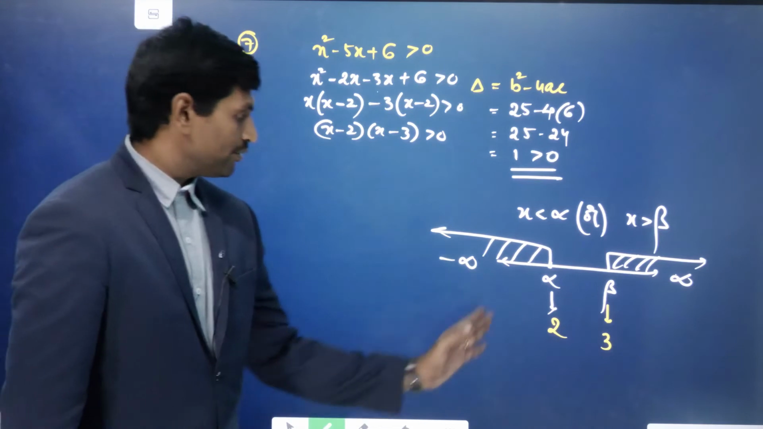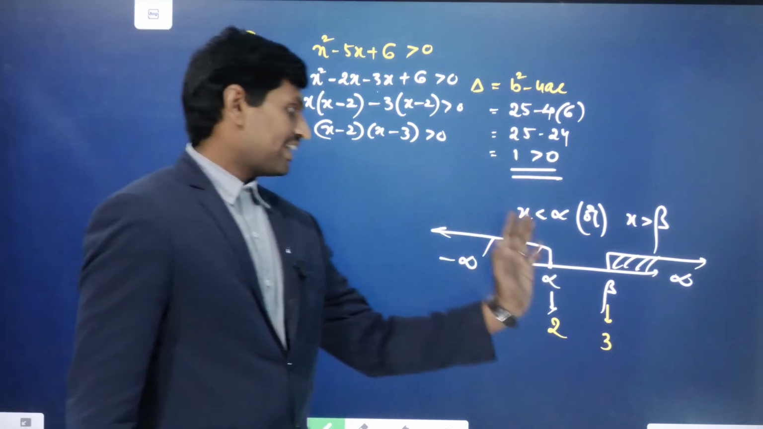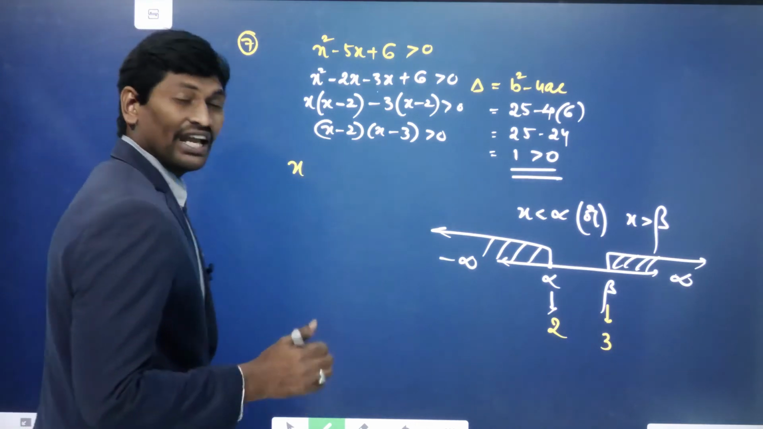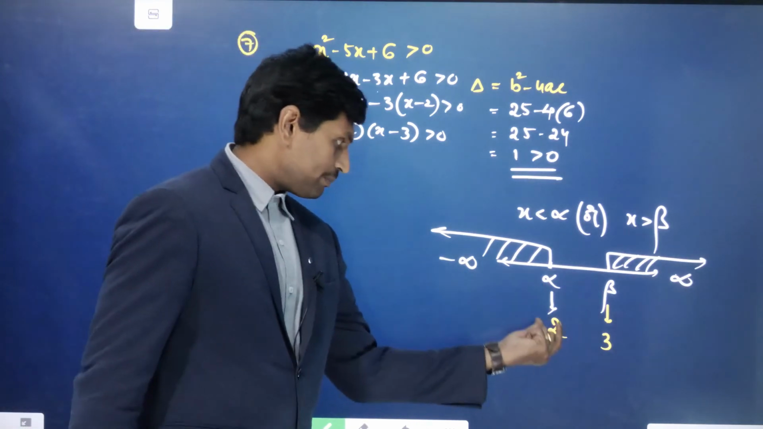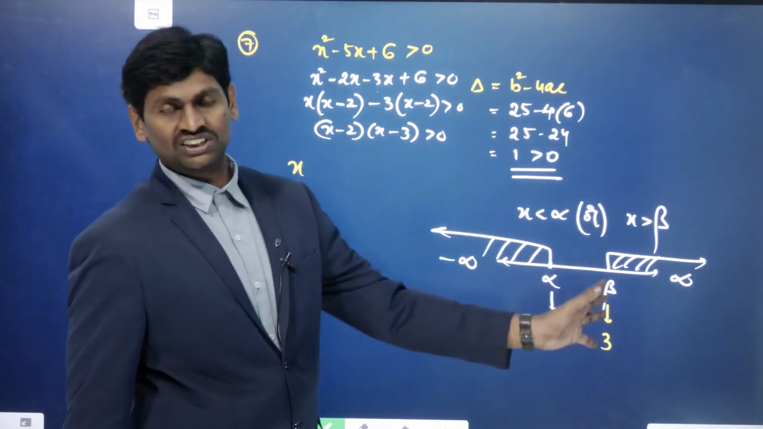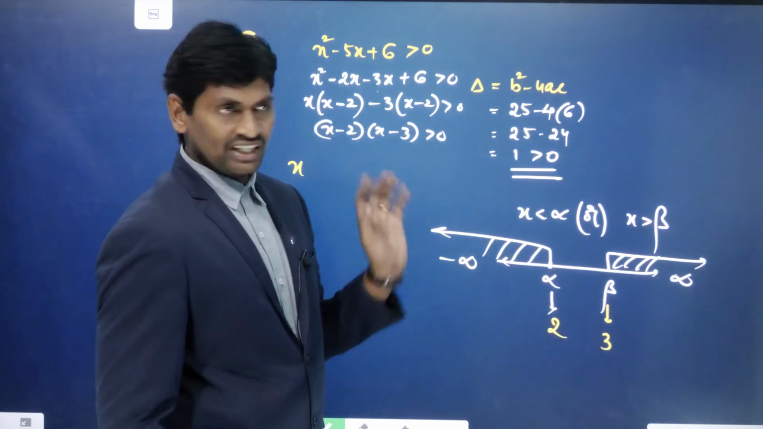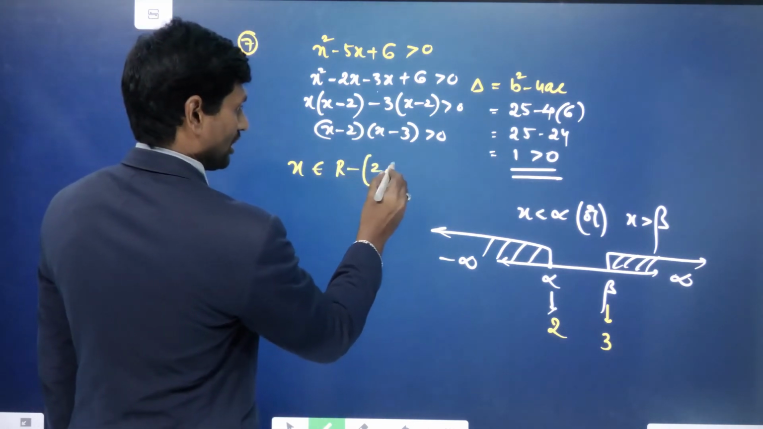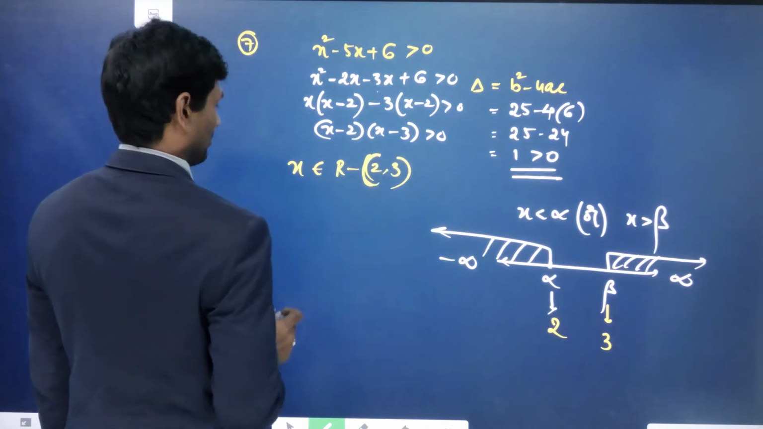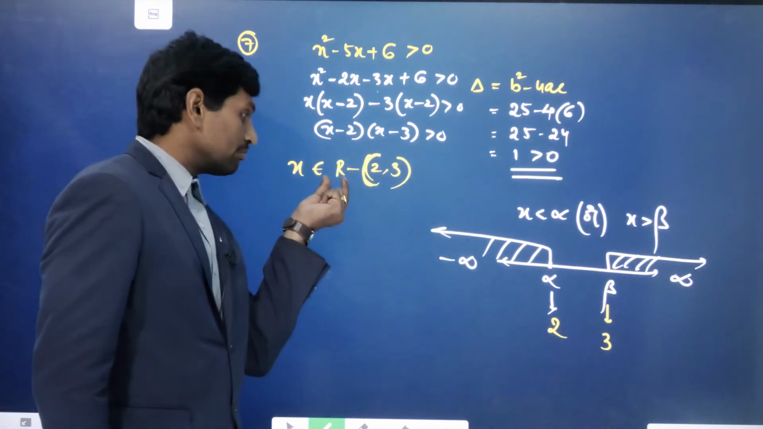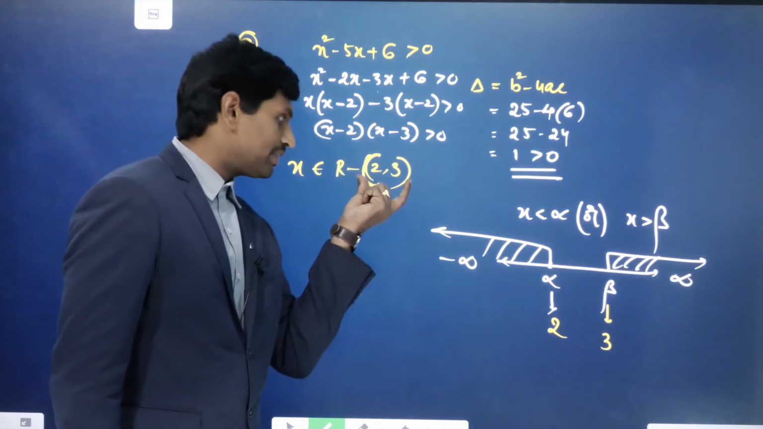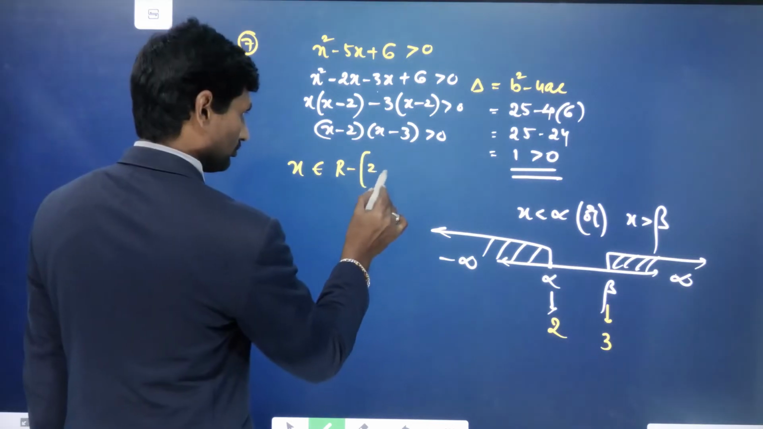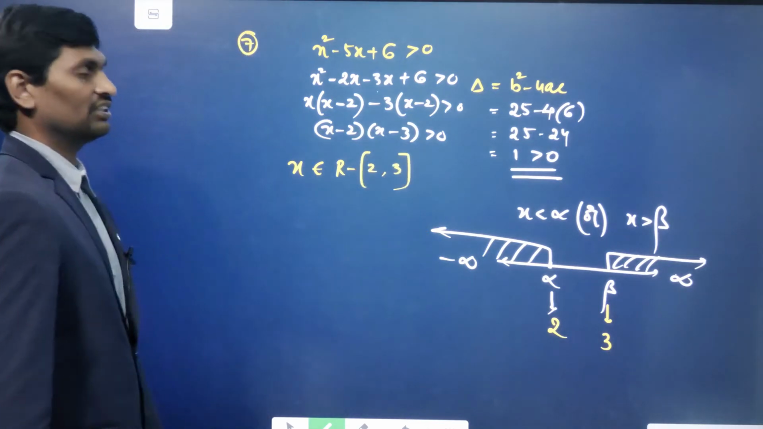That means x value is less than 2 or greater than 3. That means x value can be any real number, but it should not be 2 or 3, or in between. Except 2 and 3 and between, it can be any real number. That means x belongs to R minus [2, 3]. This is our answer. That means x value can be any real number except 2 and 3 and between. Yes, this is the solution. Please note it.